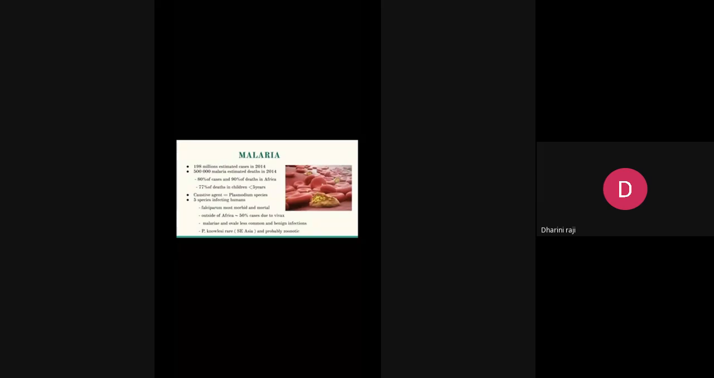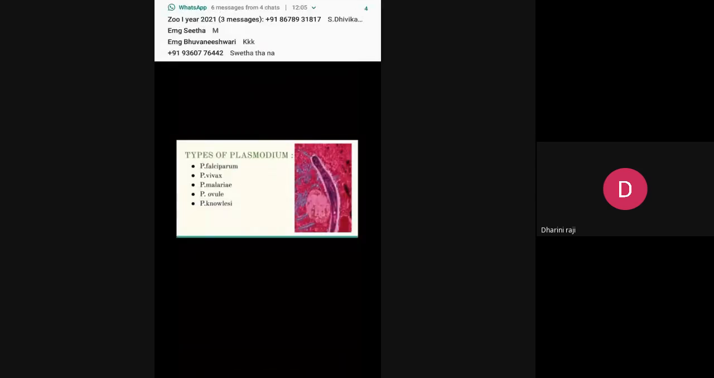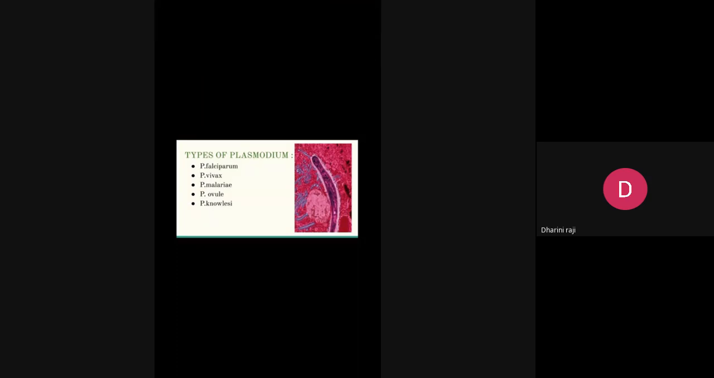The causative agent is Plasmodium species. 5 species infect humans. Falciparum is most morbid and mortal. Outside of Africa, approximately 50 percent of cases are due to vivax. In the second slide, I will focus on the types of Plasmodium: Plasmodium falciparum, Plasmodium vivax, Plasmodium malariae, Plasmodium ovale and Plasmodium knowlesi.